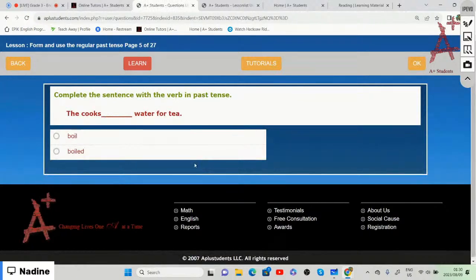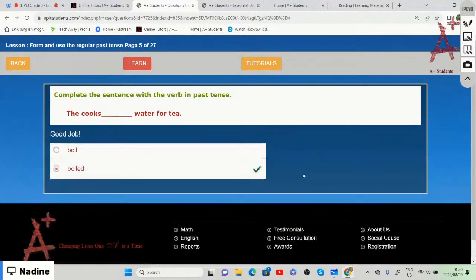All right. The cooks, is it boil water for tea, or the cooks boiled water for tea? We need to select the correct one to complete the sentences. Is it boil or boiled? If we choose it in the regular past tense, then we can say boiled because it ends in ed.